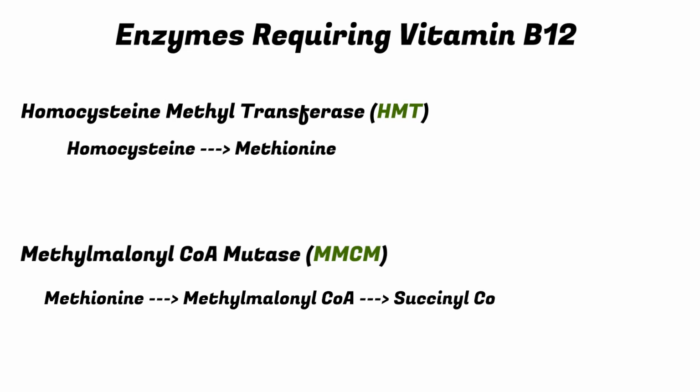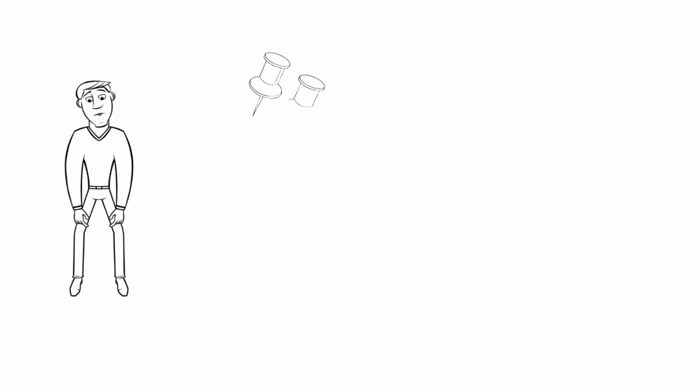So overall, we need vitamin B12 for these two enzymes to facilitate these two pathways, and when it's lacking in our bodies, then we run into trouble. Other symptoms of vitamin B12 deficiency can be a lack of energy, pins and needles, which we call paresthesia, things like mouth ulcers, disturbed vision, and even psychological issues like depression and anxiety.